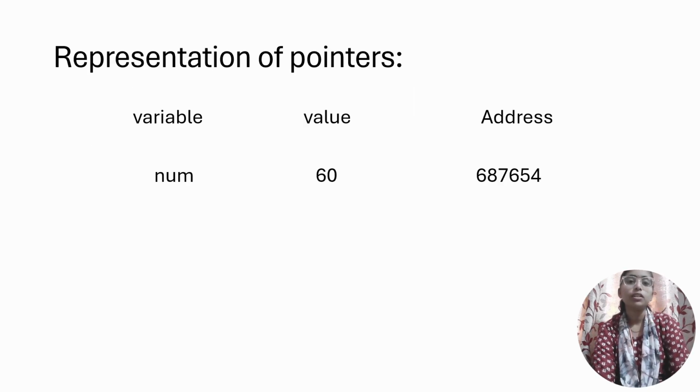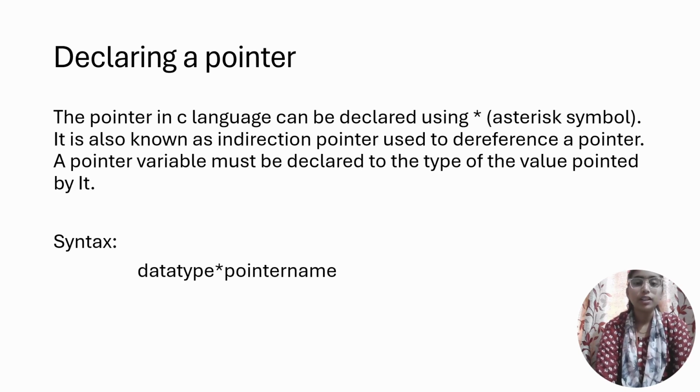Representation of pointers. It is shown as variable, value, address. That is, the variable means name, the value means the value which we enter, and the address of operator. Declaring a pointer. A pointer in C language can be declared using the asterisk symbol. It is also known as the indirection operator, used to dereference a pointer. A pointer variable must be declared with the type of the value pointed to by it. Its syntax is data type, asterisk, pointer name.